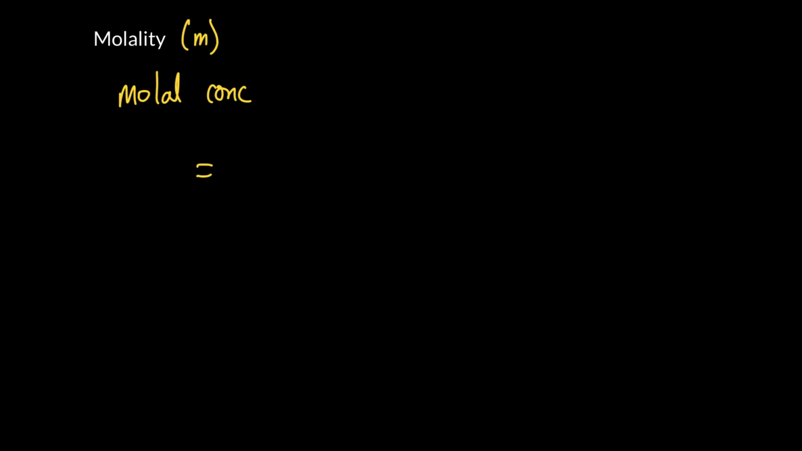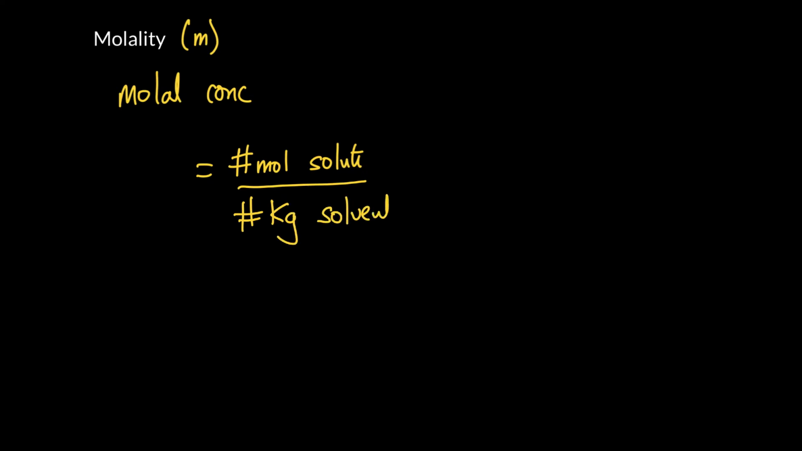Molality is defined as the chemical amount of solute, or if you like, the number of moles of solute, divided by the mass of the solvent in kilograms. It is kind of a difficult one to remember, but there you go. It's the mass of the solvent, not the whole solution.